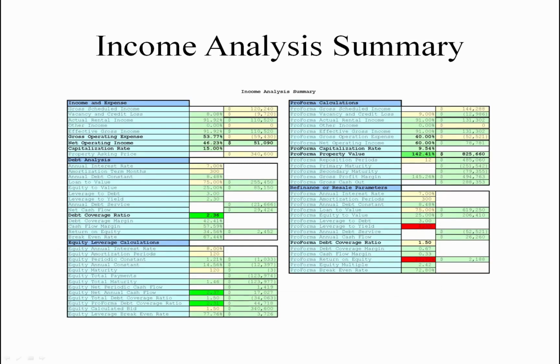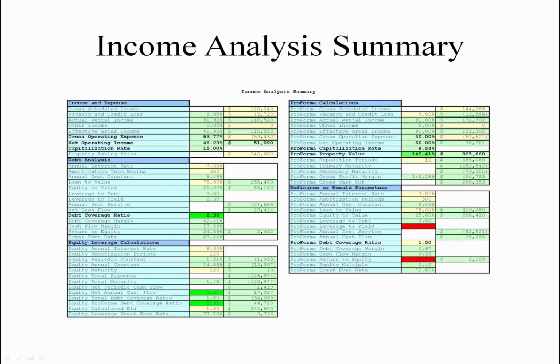Income analysis summary. This is a simple one-page spreadsheet. The yellow cells are input fields. The other cells are output fields. You can analyze any deal that comes across your desk in about 5 minutes. You just plug in the actual income and expense in the left-hand column, the debt analysis of your available financing structure. You can include equity leverage calculations below for the secondary financing.